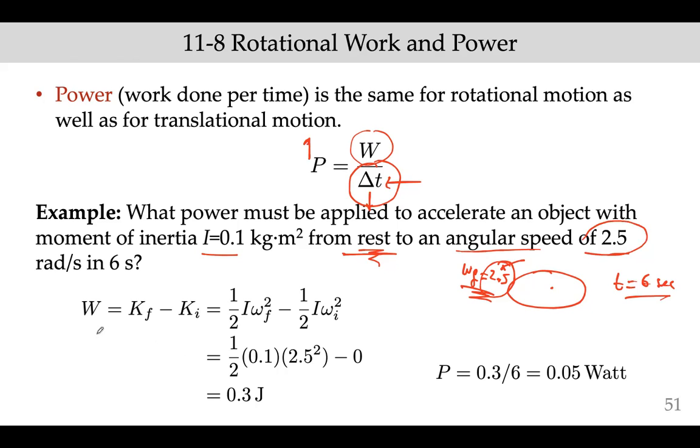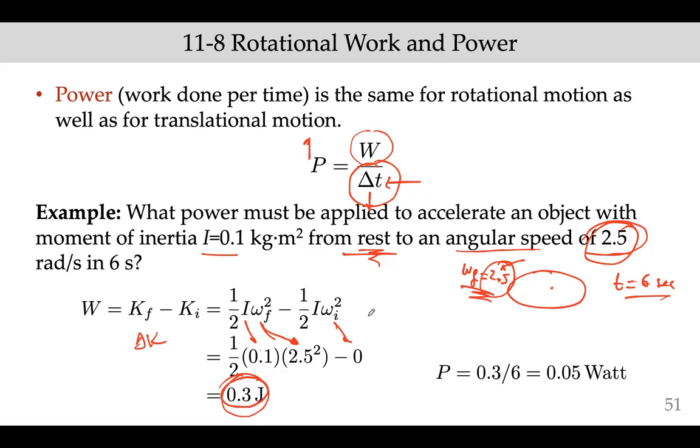Well, the work done will be equal to the energy difference, delta K. Initially, it has 0 speed, so 0 rotational kinetic energy, and the final rotational kinetic energy is given by this term. The first one is I, the second one is the final angular speed, and it's 0.3 joules. So basically, you have to provide 0.3 joules to this object to make it rotate with final angular speed 2.5 radians per second. Well, you can provide it over a long time, maybe 10 hours if you want, or 100 hours.